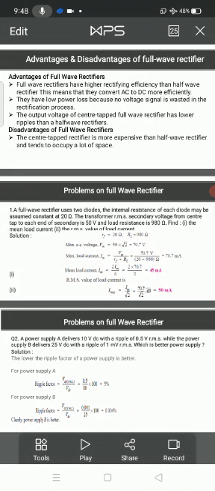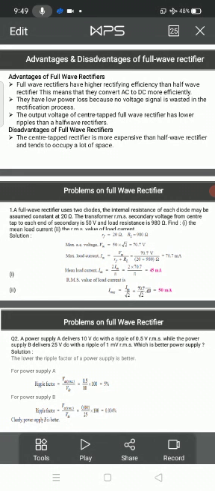Okay, in previous classes we already discussed what a rectifier is, what a half wave rectifier is, what a full wave rectifier is, and how many types of full wave rectifiers there are. So today we will discuss the advantages and disadvantages of full wave rectifiers.